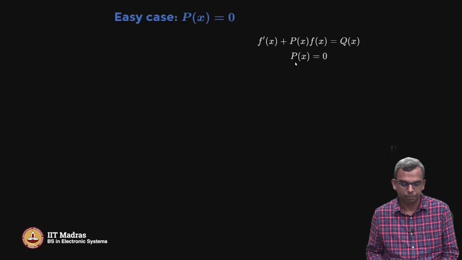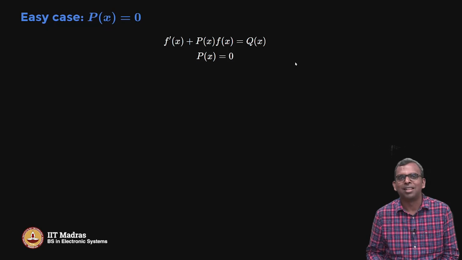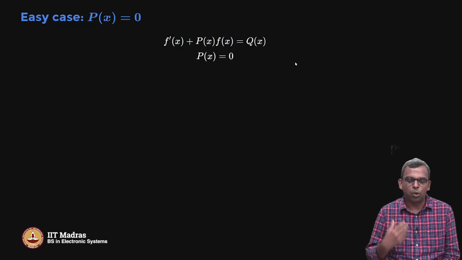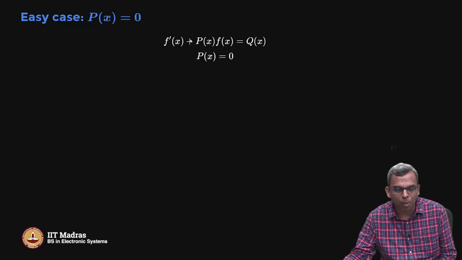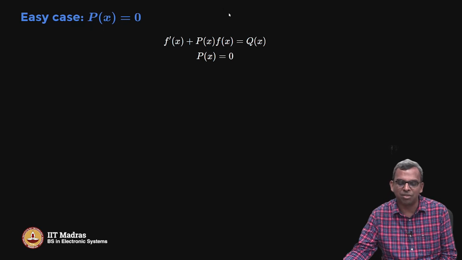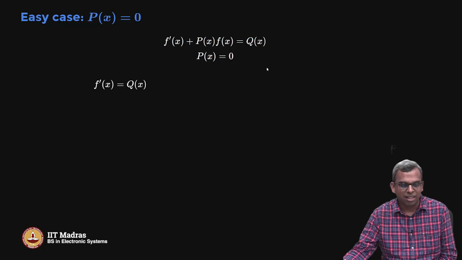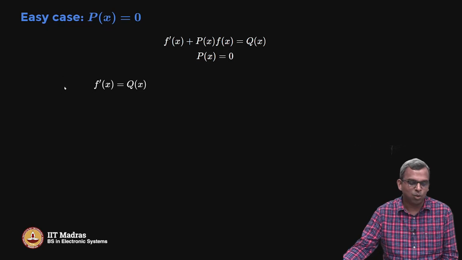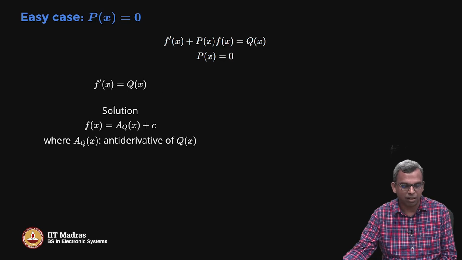So let's get started. As usual, just like any other problem that we have taken up in this course, even for the ODE solution, we'll start with the easy case. So this is the general form: f prime of x plus p of x f of x equals q of x. What is the easiest case in which I can solve it? I can solve it if p of x is equal to 0, right? If p of x is equal to 0, all I have is f prime of x equals q of x. Now this is just an integration problem, an antiderivative problem. What's the antiderivative of q of x? That will be the answer to this question.